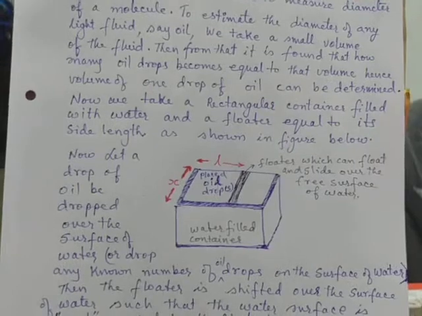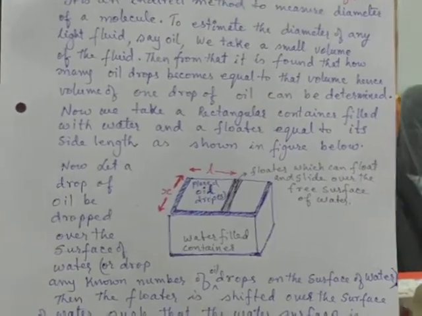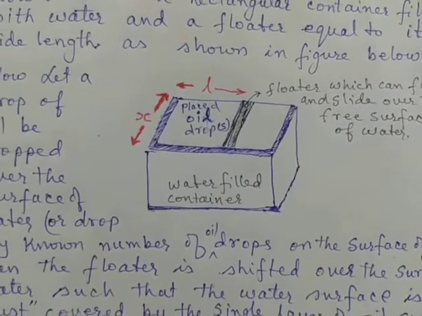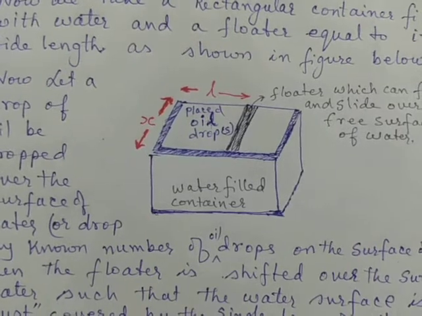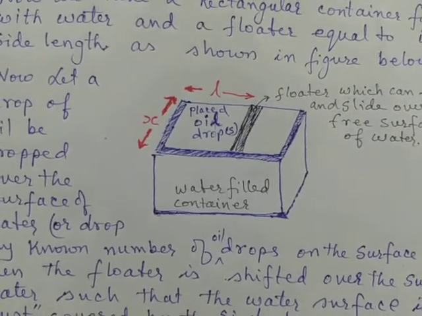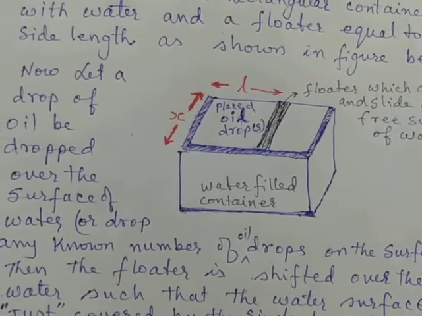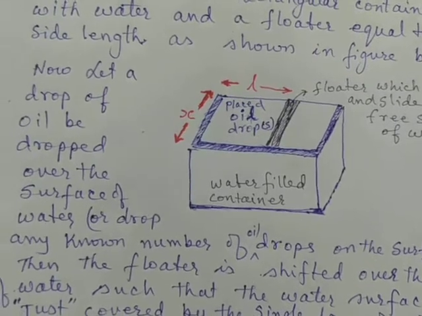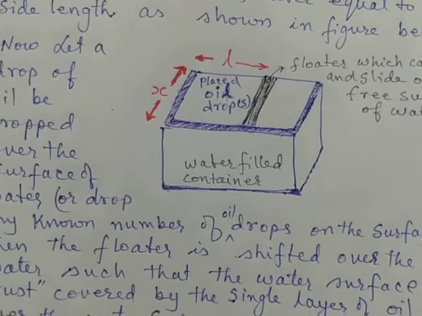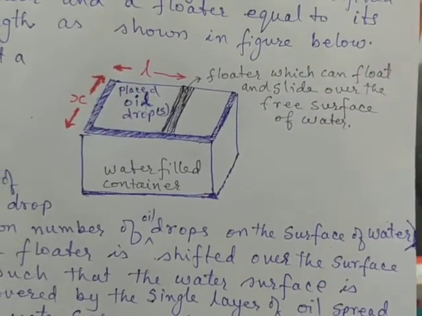Now once we have determined the volume of each drop of oil, we take a container, as you see in the figure, which may be rectangular, with a floater. What is a floater? Something which can float over the fluid. We fill the tank with water and the floater is floating, having a length equal to one of the sides, say x. The floater is shown in black ink.